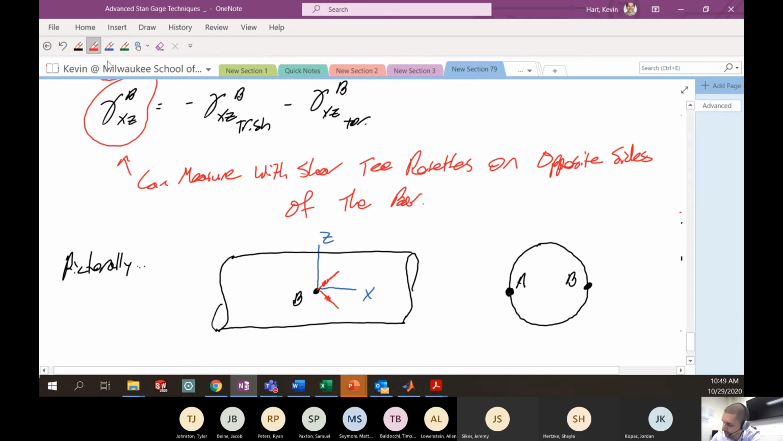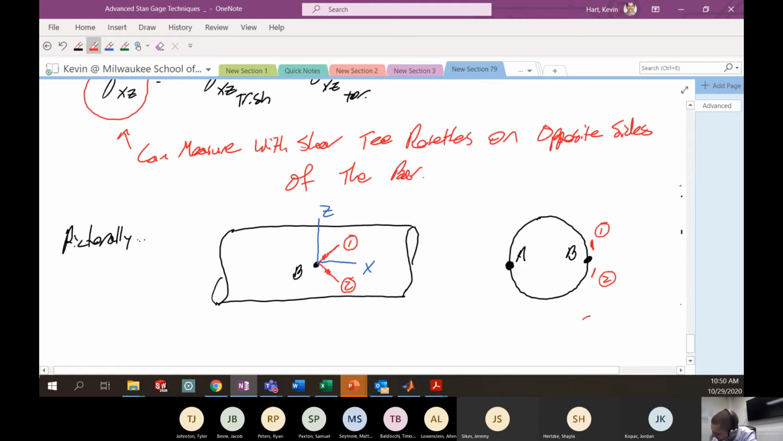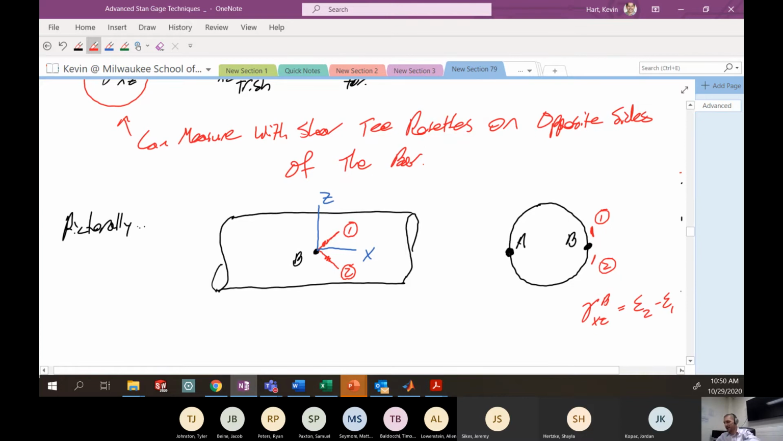I could label these gauges as gauge number 1 and gauge number 2. If I draw that on this picture at right, it would be this gauge up here and this gauge down here. We call this gauge number 1 and gauge number 2. These two would give me the shear strain at point B. Either way is fine, we're getting a magnitude of this. All right, similar idea.